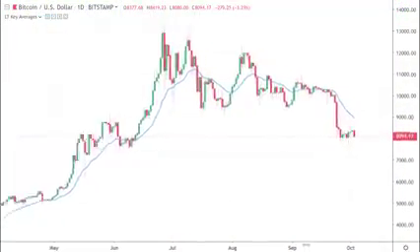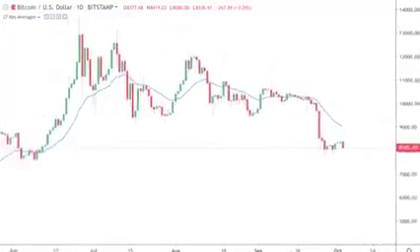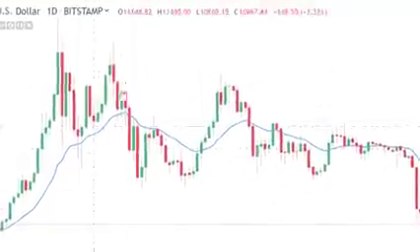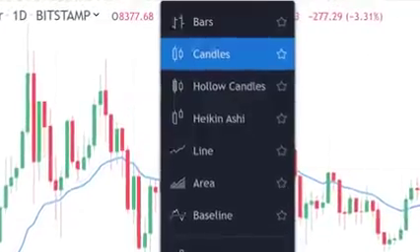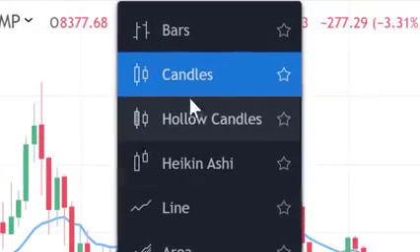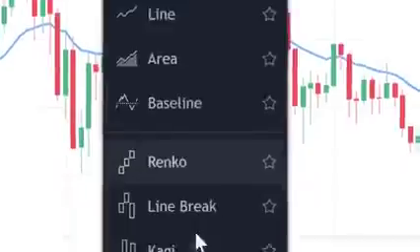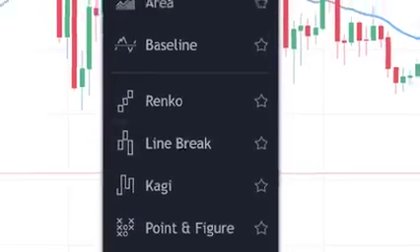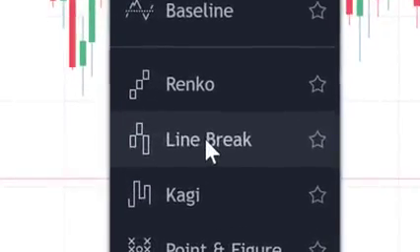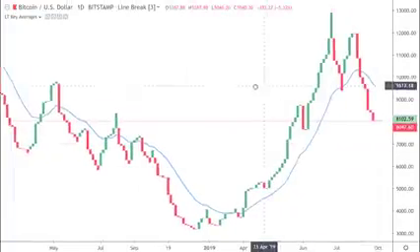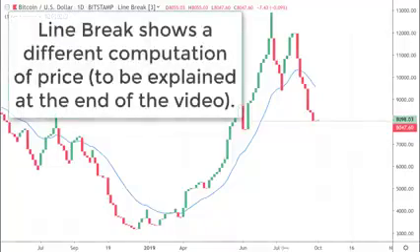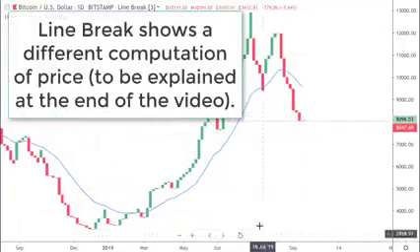Here's what I want you to do. Go on your chart, and just switch the chart. Go to the settings of your chart. Automatically, by default, your chart is probably set to candlesticks, maybe to bars, okay? What I want you to do is change that to what's called line break. So all you've got to do is go down and select line break. Most charts have this, by the way.